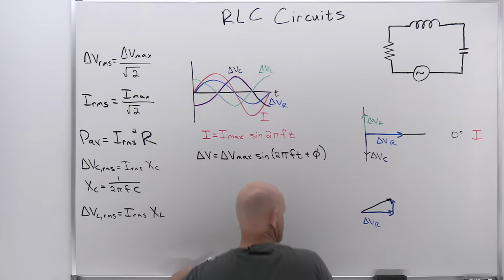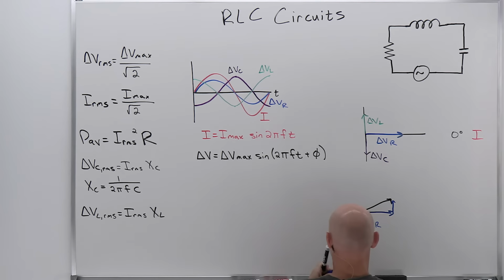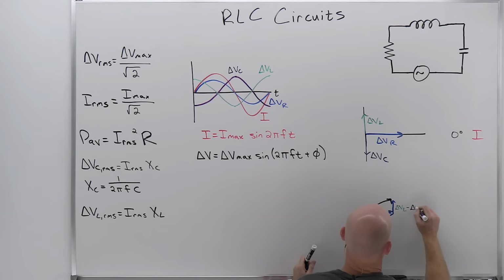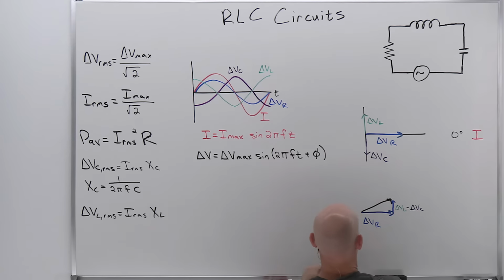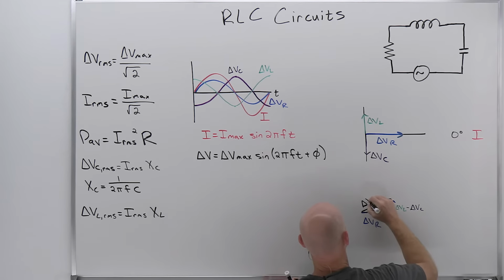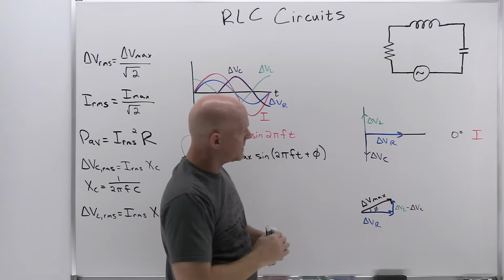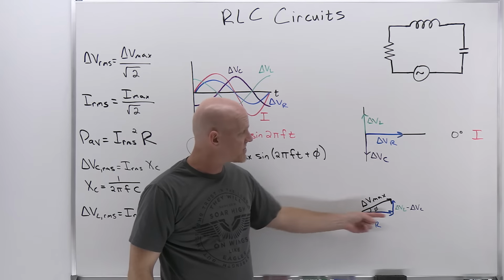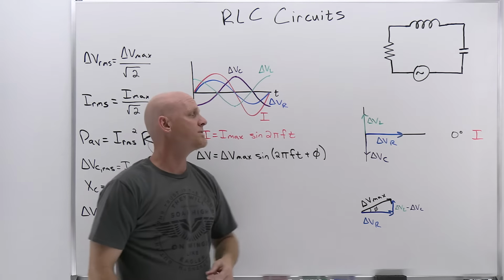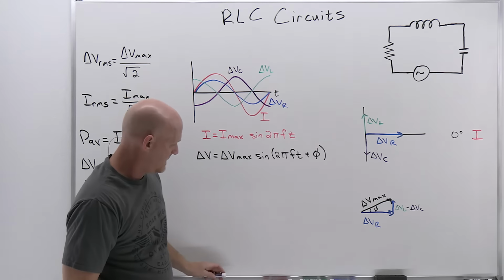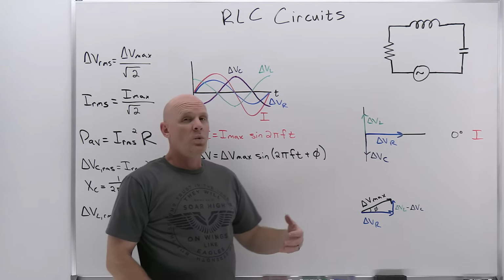All right, so let's label these a little better. Let's keep our color coding arrangement going. So this is going to be delta VL minus delta VC. And then our overall vector sum is going to be delta V max. And the angle here, phi, is going to be the phase angle between the maximum voltage and the current, which again we've defined as being on that x-axis. So that's overall what we're doing here.